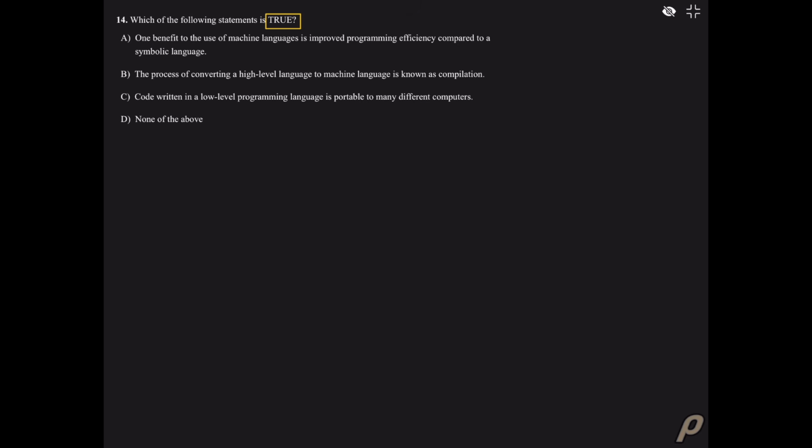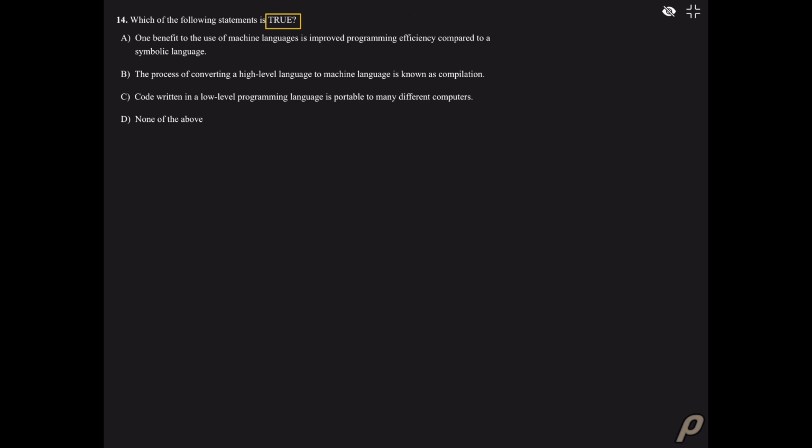So let's read through our first one. It states that one benefit to the use of machine languages is improved programming efficiency compared to a symbolic language. So, machine languages are actually going to be much harder to work with, as it's like assembly, which C gets compiled down into machine language, which is something like assembly, which is then read by the machine. And assembly is much more complicated than a symbolic language. A symbolic language is designed to be more similar to English and easier for someone to program and use.